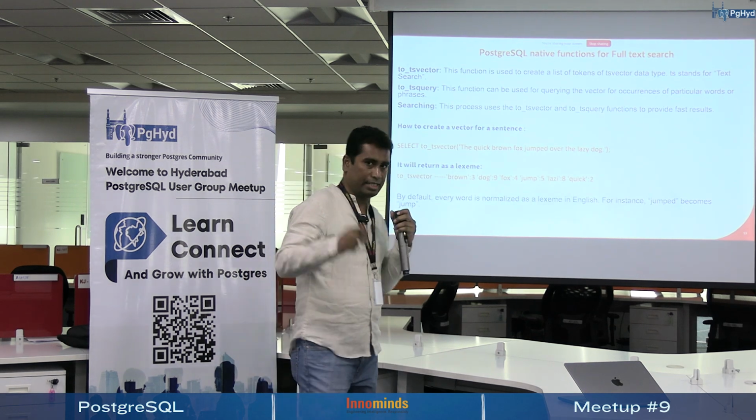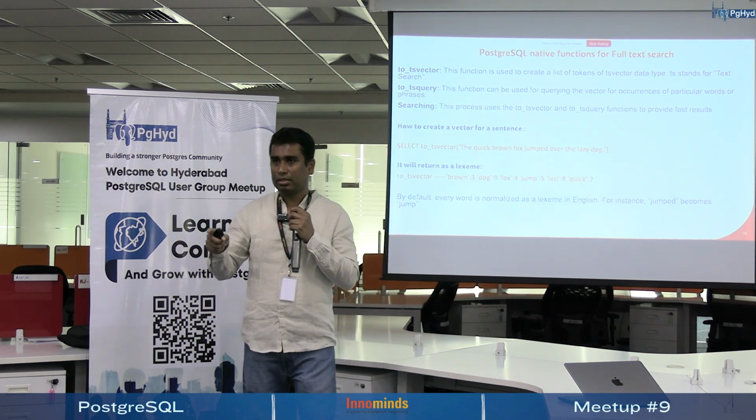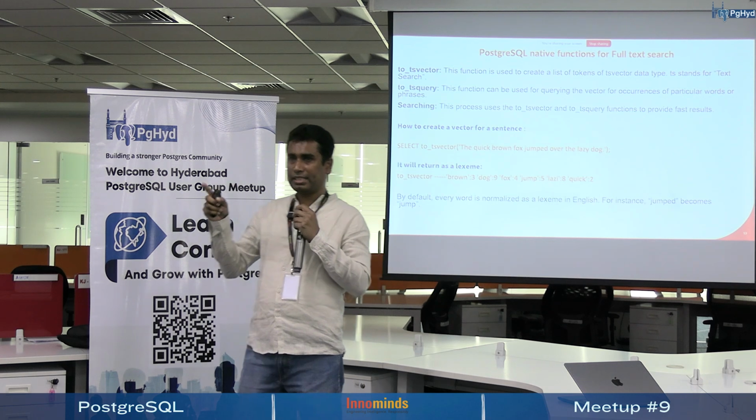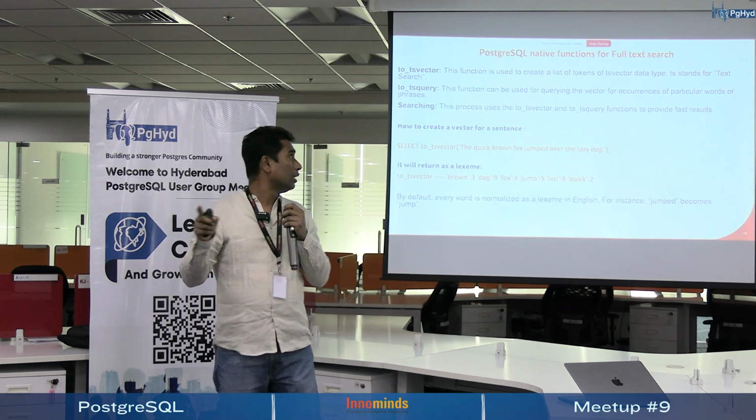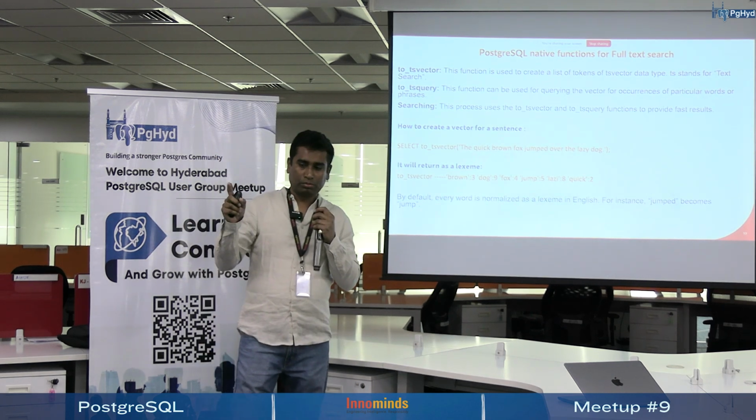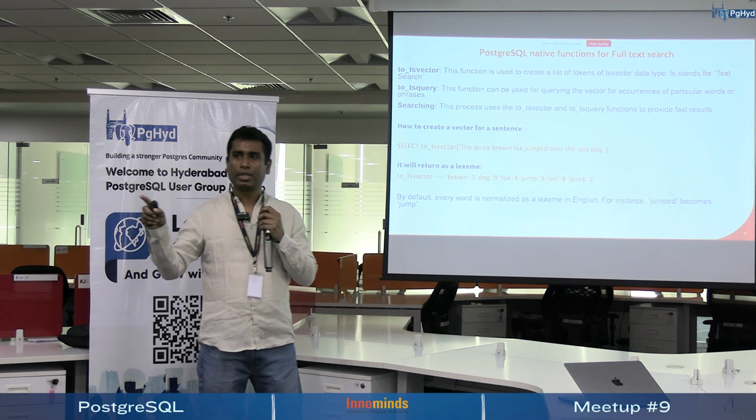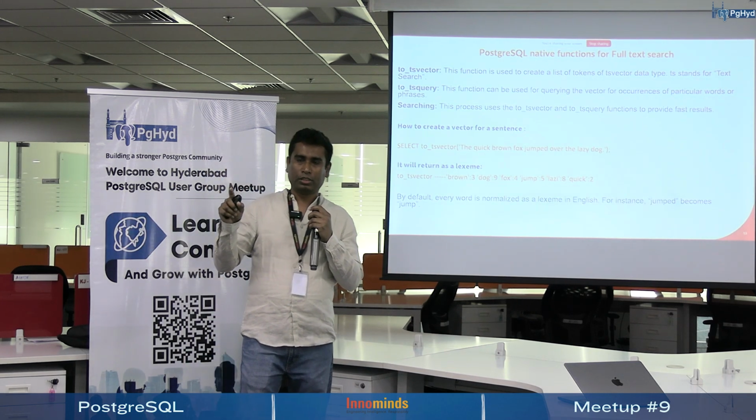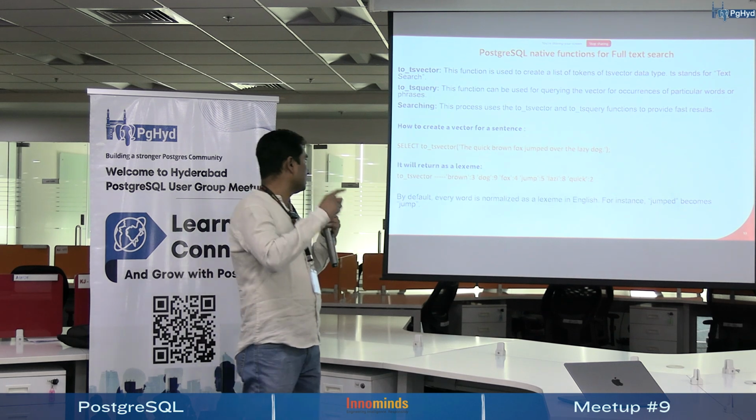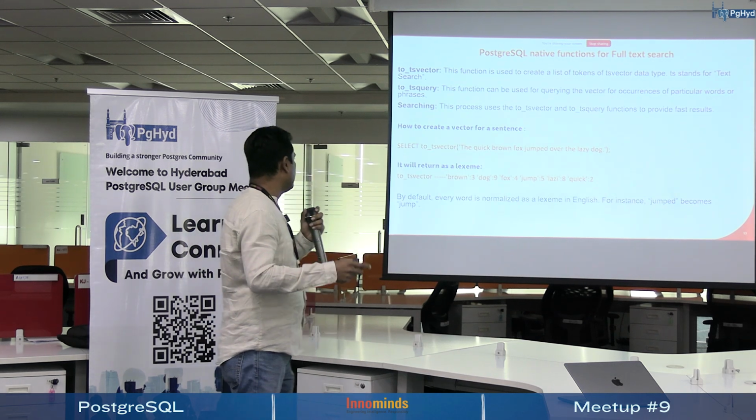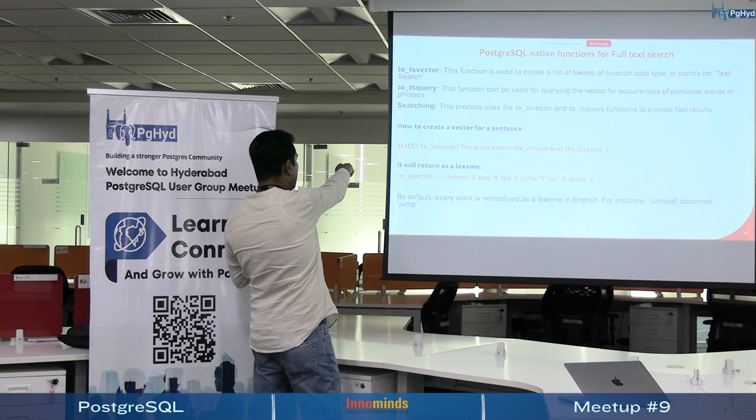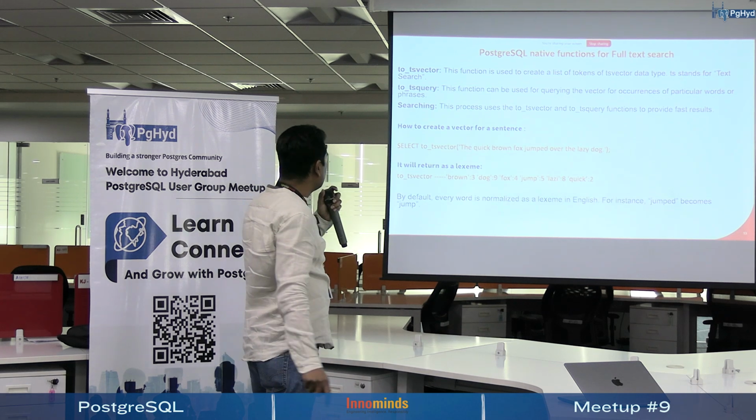So there is to_tsvector, plainto_tsquery, and another one, phraseto_tsquery. So there are 3 types. I will come to them next and discuss them, but for the time being let us go through how exactly the vector is created.